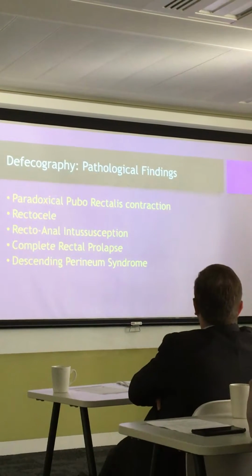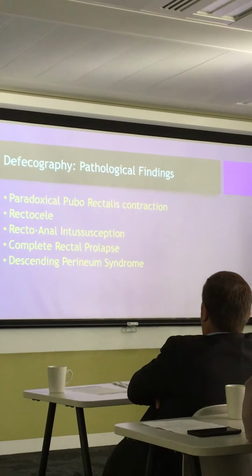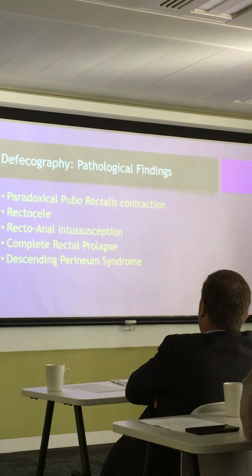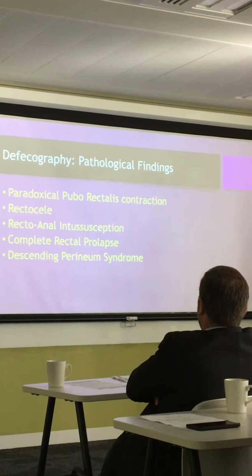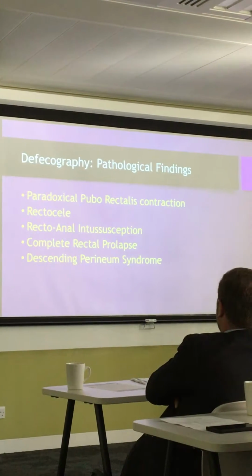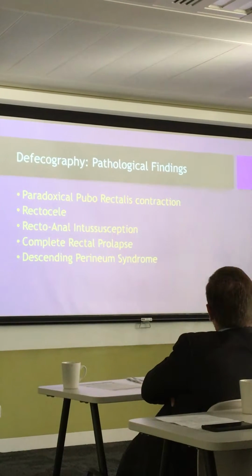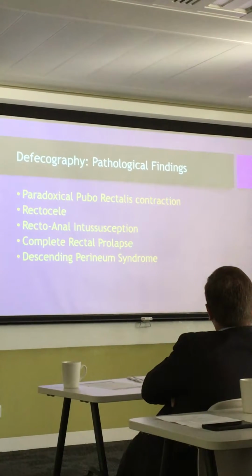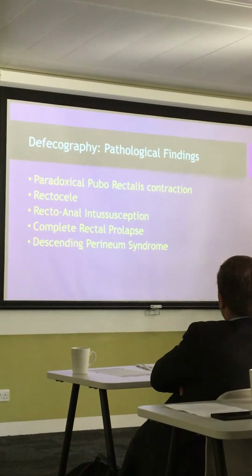Which information comes from any kind of defecography? Paradoxical puborectalis contraction, rectocele, rectoanal intussusception, complete rectal prolapse, and descending perineum syndrome. So each time we look at the image of the pelvic floor done by an MRI or a defecography, we just bear in mind that those are the things that we're looking at.